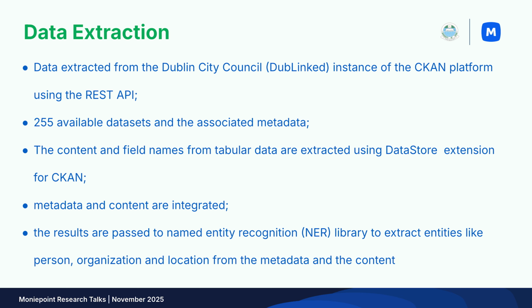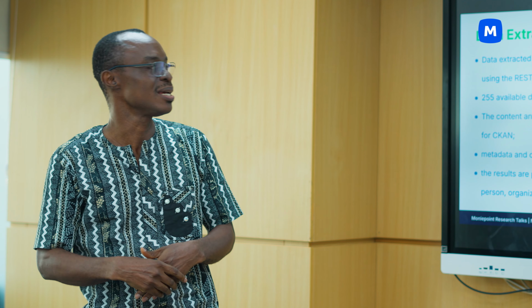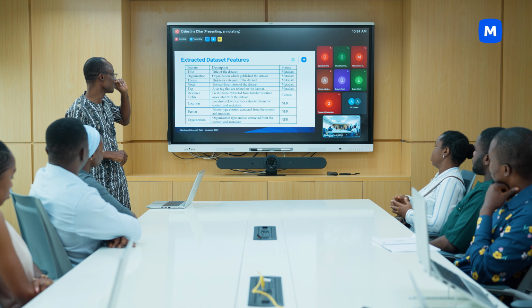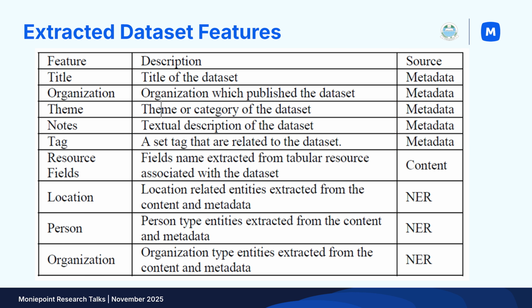And so what we did was, using APIs, we were able to get the data, the metadata, the content of the data portal from there. And then we also did some named entity recognition to be able to extract entities like persons, organizations, and locations from the data set that we had captured. All right, so this just represents some of those things that we were able to capture.